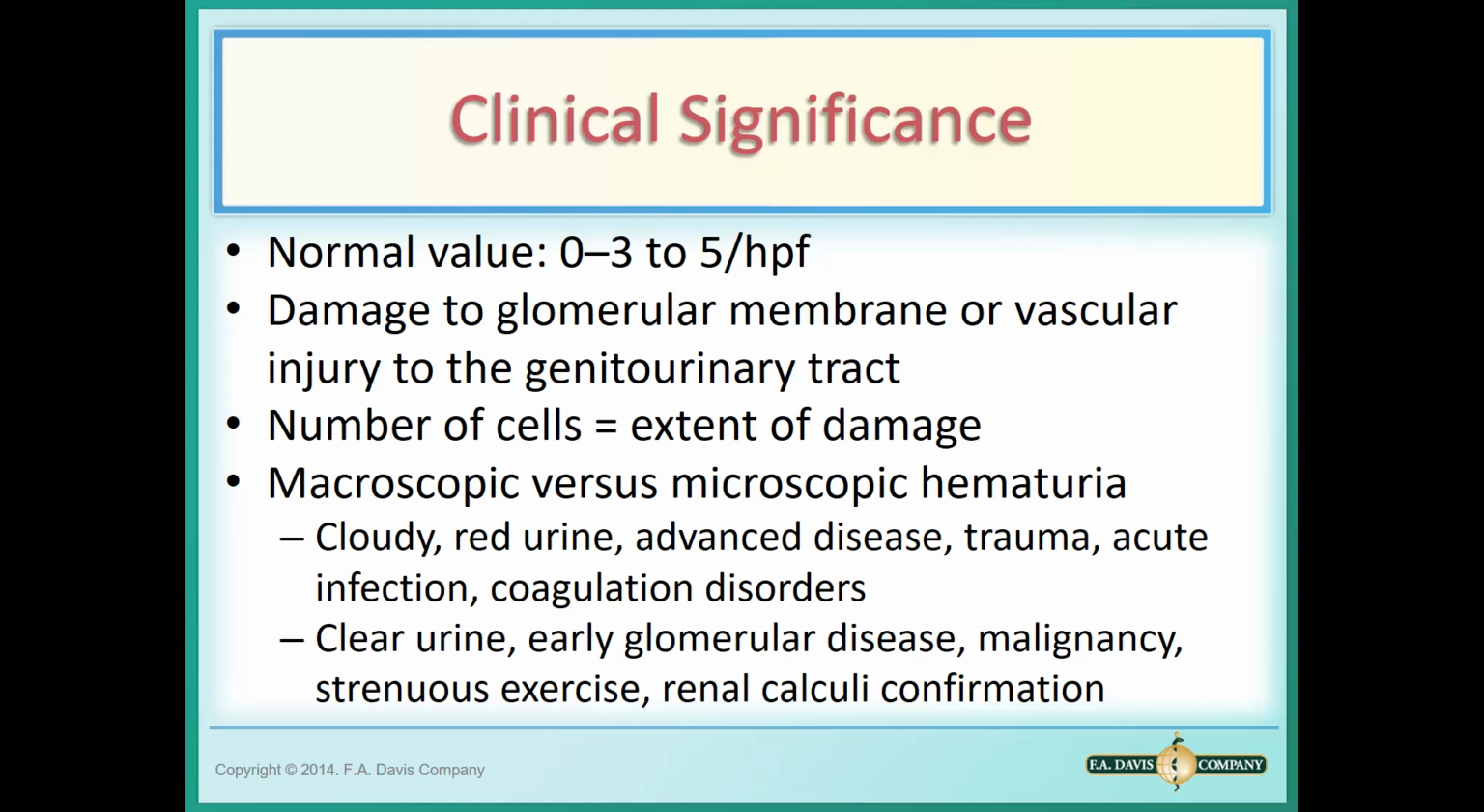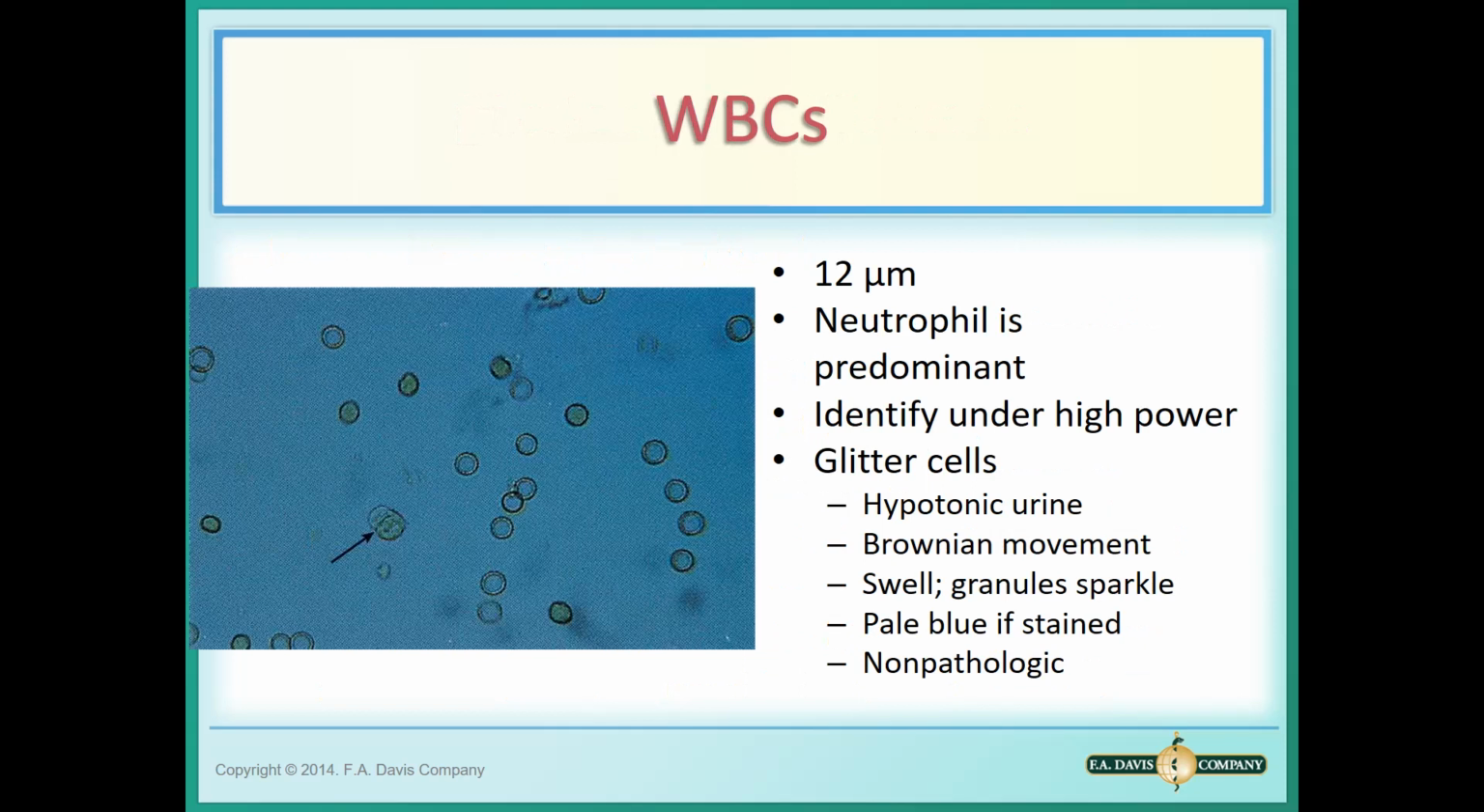Very, very strenuous exercise. Kidney stones can cause things like that that allows a little bit of blood to enter the urine, but not such a large amount that we see it in our macroscopic analysis of color and clarity. The next cell we're concerned with is white blood cells. These are a little bit less than double the size of red blood cells at 12 micrometers.